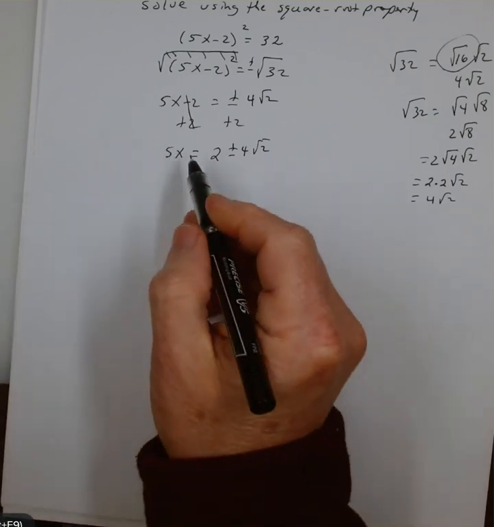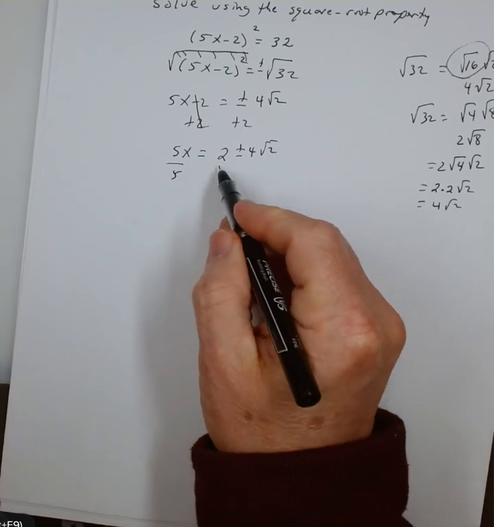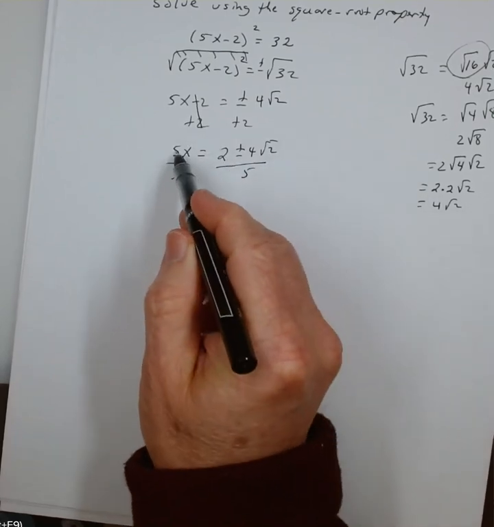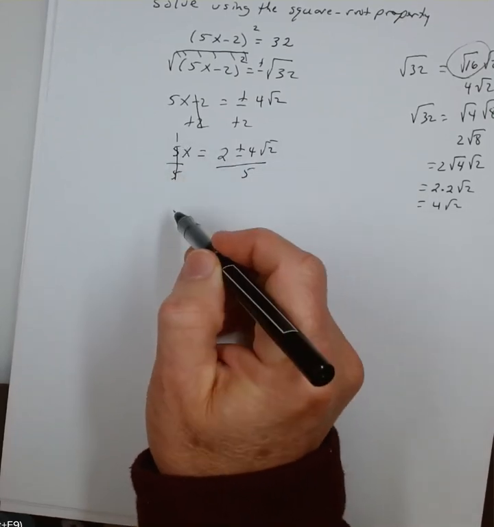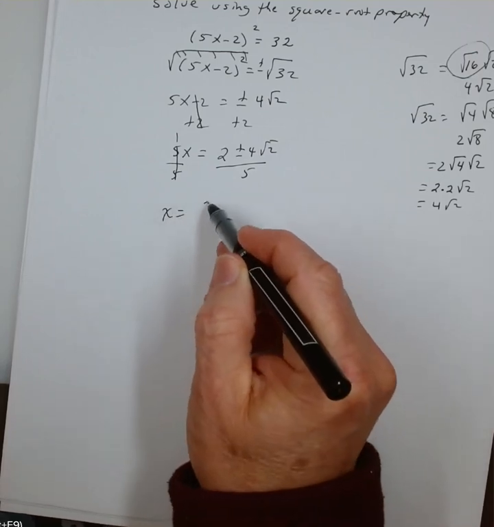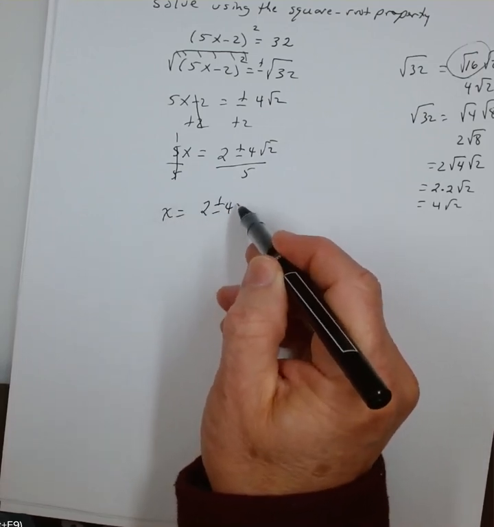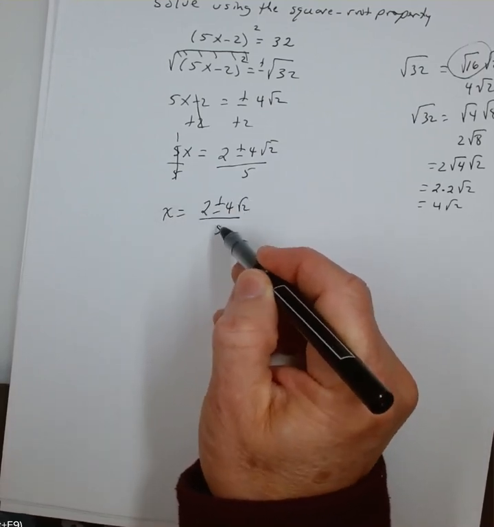Divide by 5. What you do to one side, you do to the other. So 5 divided by 5 is 1. 1 times x is x. You get x equals 2 plus or minus 4 square root of 2 divided by 5.